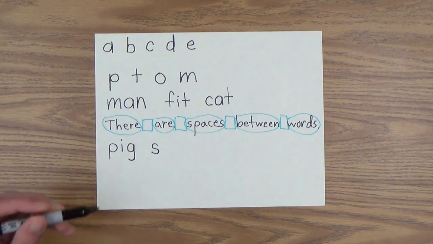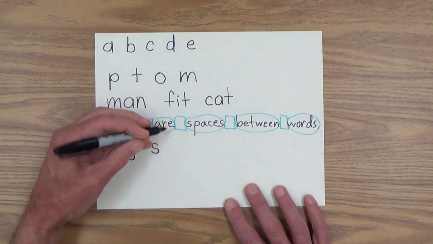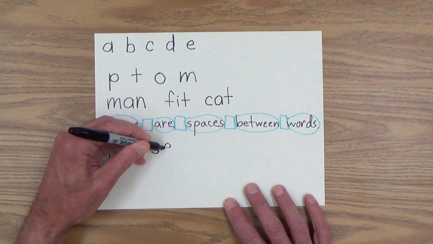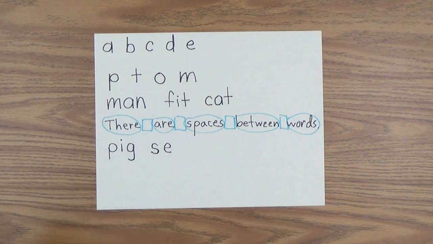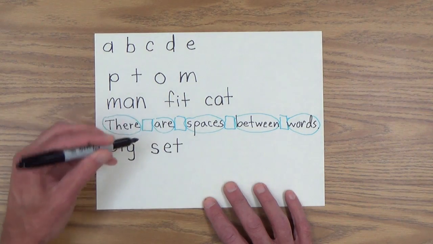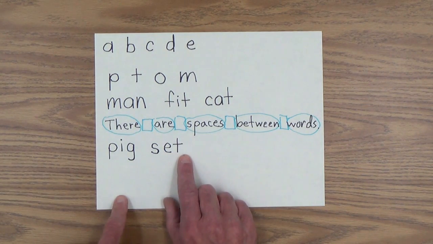Let's see, what's the next sound? I know that this letter stands for that sound. And let's see, what was that last sound again? T, t. And here's the sound picture for t. And there is the word, set.